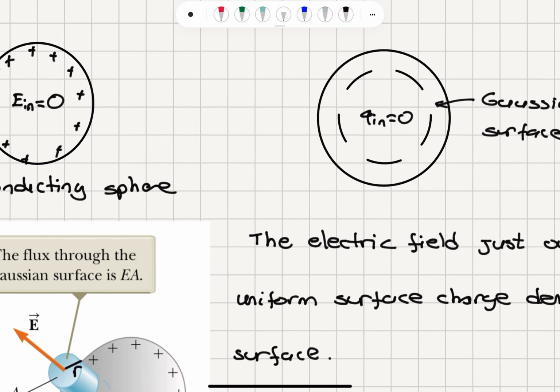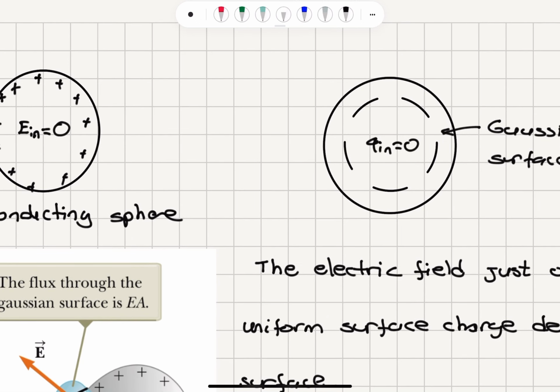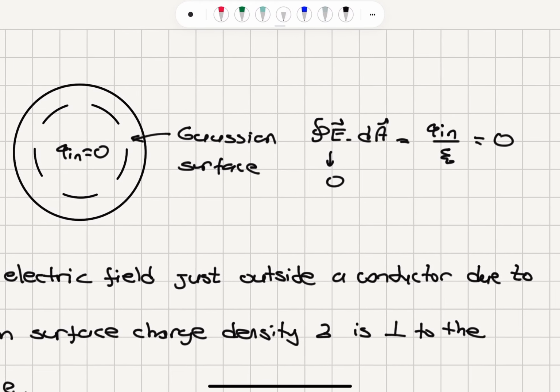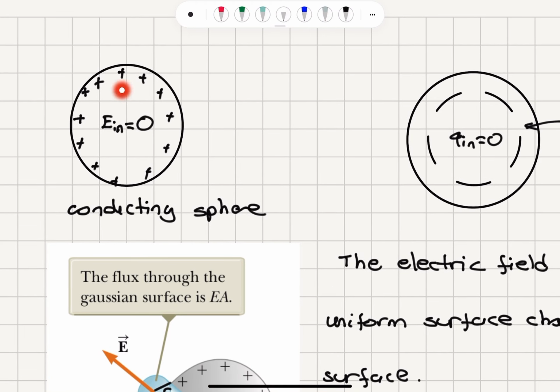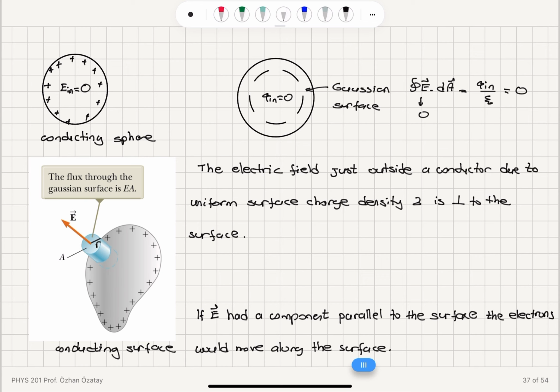Now, if you look at Gauss's law, we can show that the electric field inside will be zero, because if all the charges are on the surface and you have a Gaussian surface inside the sphere, the net electrical charge inside is zero. So Q enclosed is zero. Therefore, the total electric flux, the integral of E dot dA, which is Q in over epsilon zero, must be zero, because Q in is zero, all the charge is on the surface. So this tells us that the electric field inside the conducting sphere will be zero.